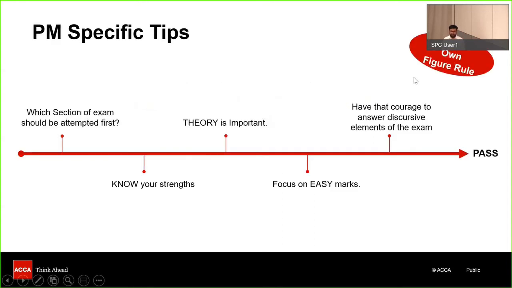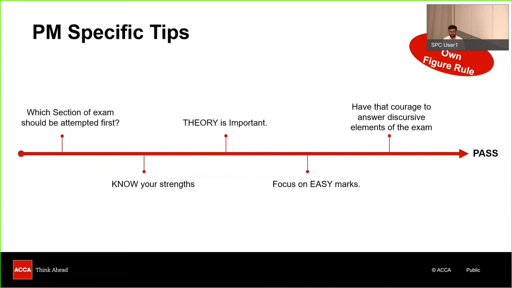First of all, a few specific exam level tips for the performance management paper, and it could be applicable to other ACCA exams as well. One of the most frequently asked questions from students is which section of the exam should be attempted first? And my answer to all of those students is very straightforward: it doesn't matter which section you start first.